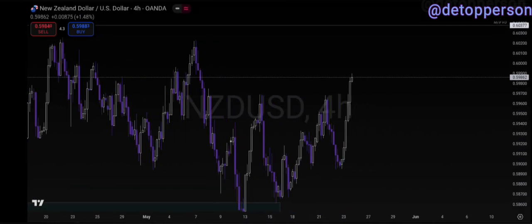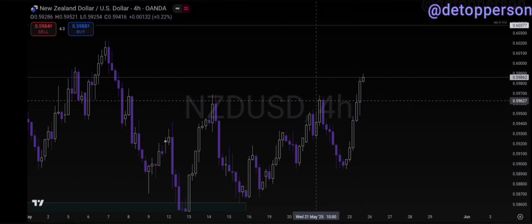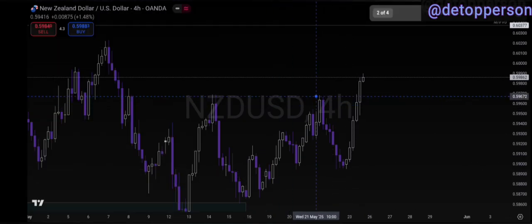All right, so what do we have? Remember, price traded above, breaking this zone right here. You could see. Okay, so we have a break right here.